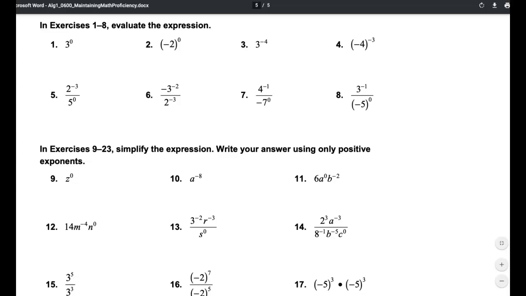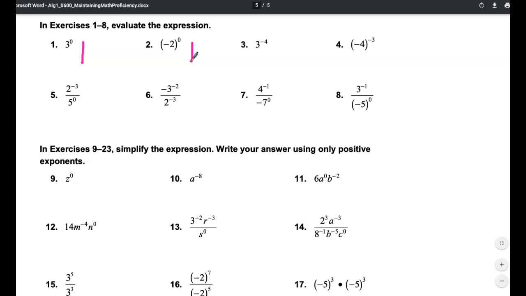First one, 3 to the 0 power equals? 1, because anything to the 0 power equals 1. So number 2 is? Negative 1. It is just a positive 1 because the quantity was raised to the 0 power. See, I told you it's right.